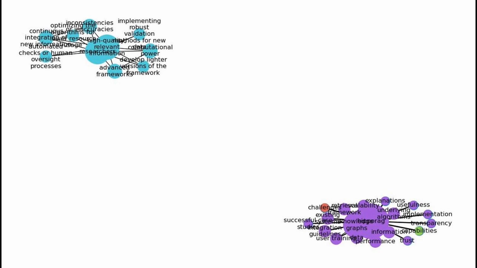3. Computational resources. Advanced frameworks often require significant computational power, which may not be feasible for all users. To mitigate this, researchers could work on optimizing the algorithms for lower resource usage, or develop lighter versions of the framework that can still deliver benefits without heavy computational demands.